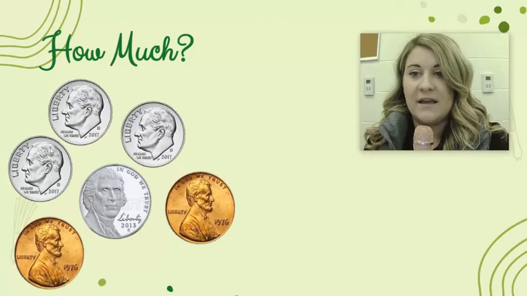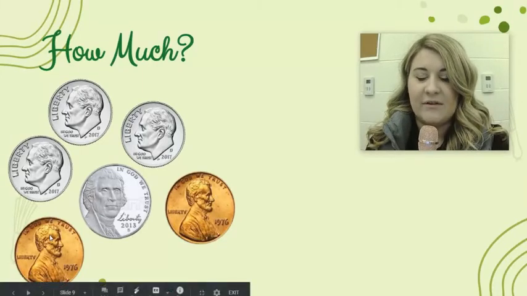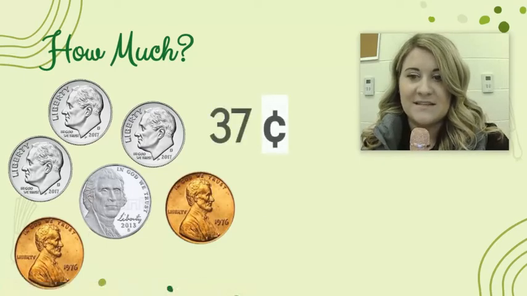10, 20, 30. Now I'm going to count in my nickel, which is worth 5. So 35, 36, 37, because these are worth 1 cent a piece. So my total is 37 cents.